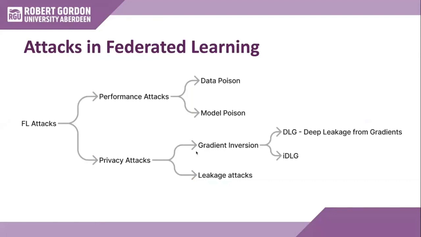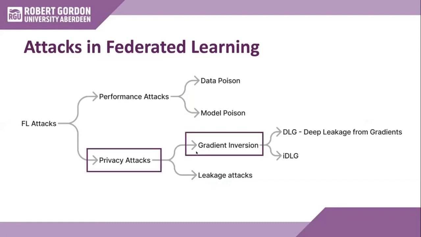The second type of attack is privacy attacks. This is very crucial for federated learning because federated learning is a privacy preserving technique and it's very crucial to be safe in terms of privacy. There are two types of attacks here, gradient inversion and leakage attacks. For our work, we have selected privacy attacks, gradient inversion attacks to be specific, and we are trying to develop a method to mitigate this kind of attack.